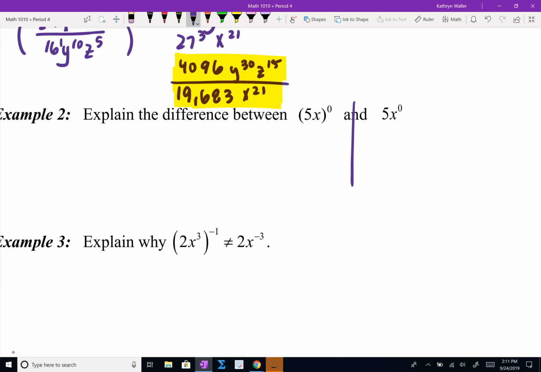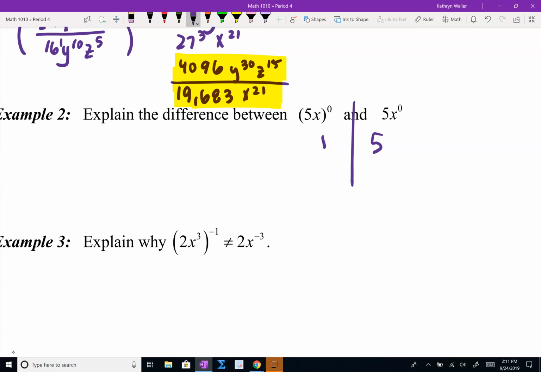Everybody look at the guy on the left. What's that equal to? 1. That's equal to 1. Is the guy on the right equal to 1? No. What is that equal to? 5. Okay, so what's the difference? Someone try to say that. See if you can say it. Because of the parentheses, it makes all of it together 1, but the 0 only goes to the x, it doesn't go to the 5, because it's not all put together.